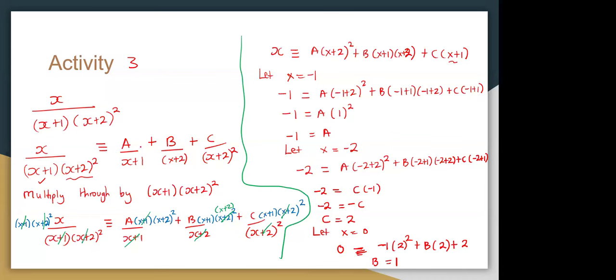Then after, you come back and substitute. Come back and say now this is equivalent to A, which is -1 out of x plus 1, then plus your B, which is 1 out of x plus 2, plus your C, which is 2 out of x plus 2, everything squared. So that is how you expand.